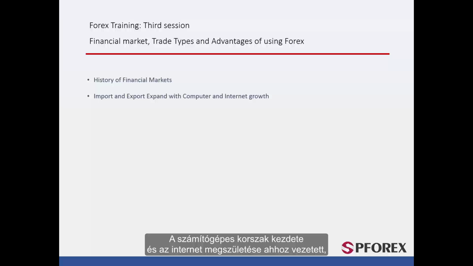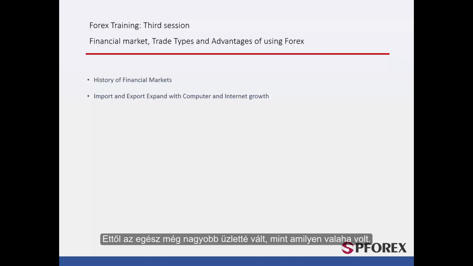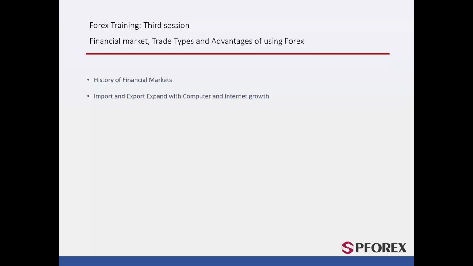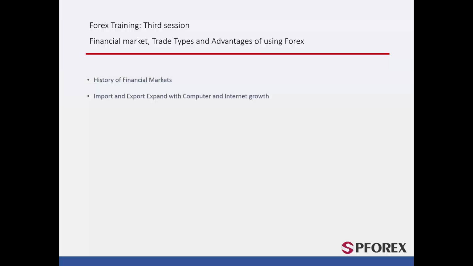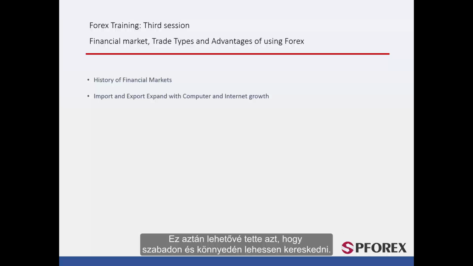The beginning of the computer age and the birth of the Internet led to the ever-increasing speed and ease of making these transactions. This made it a bigger business than ever. High investments in this business from banks and other financial institutions have created the necessary trust between buyers and sellers that we know today. This has made free and easy trading possible.